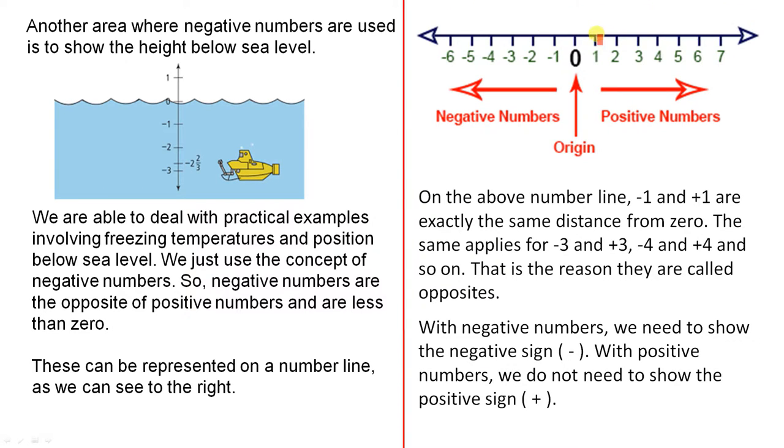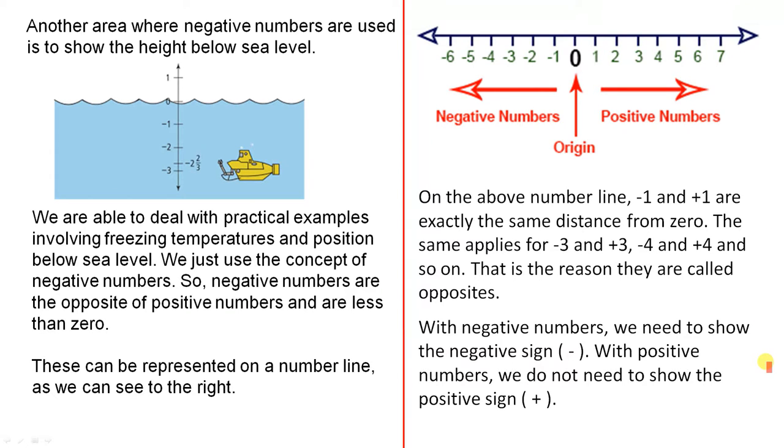So here's the number line, there's 0. So all the numbers on this side are positive numbers, and the numbers on this left-hand side are negative numbers. And that's the origin, that's where 0 is. On the above number line, negative 1 and plus 1 are exactly the same distance from 0. The same applies for negative 3 and plus 3, negative 4 and plus 4, and so on. That is the reason they are called opposites.